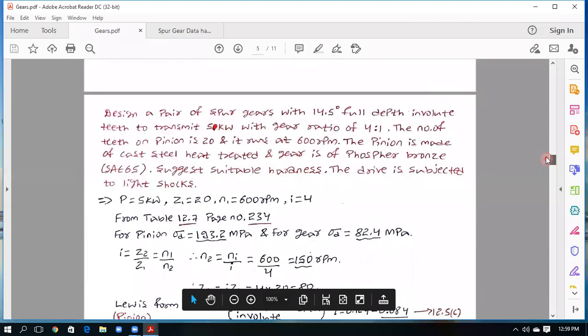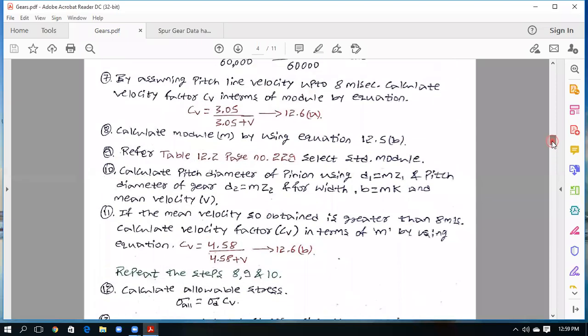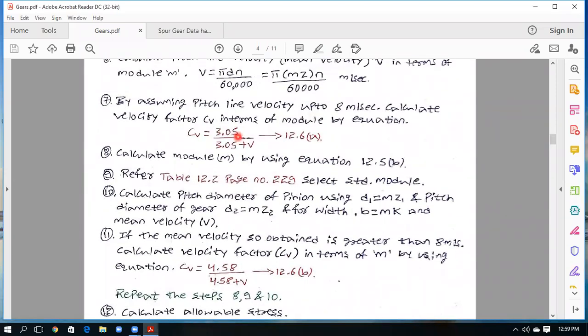If it is greater than 8 meters per second, once again you need to take the next CV value. After that, you need to repeat steps 8, 9 and 10. What do we mean by steps 8, 9 and 10? Here I have assumed that the velocity is less than 8. That's why I have taken this formula and proceeded with it. I calculated the module using step 8. Ninth is to note down the standard module.